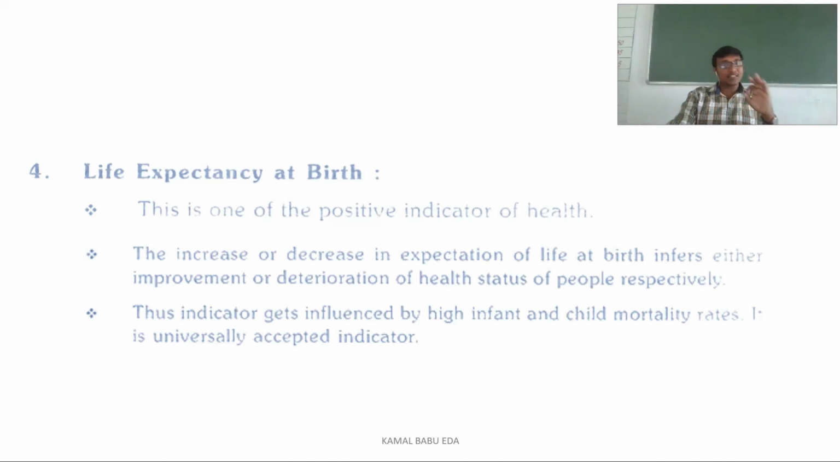This is a positive indicator of health. What is the life expectancy at birth? It increases or decreases the expectation of life at birth. It interferes with either the improvement or deterioration of the health status of the people respectively. This indicator is influenced by high infant and child mortality rates. It is one of the universally accepted indicators. So if the health status and environmental status of the community are at a higher stage, then automatically the life expectancy at birth will also be at a higher stage.